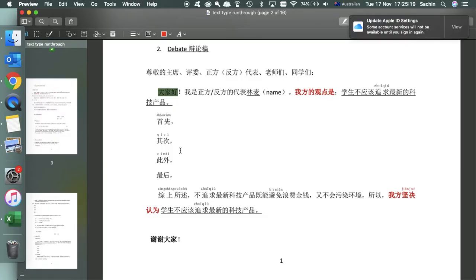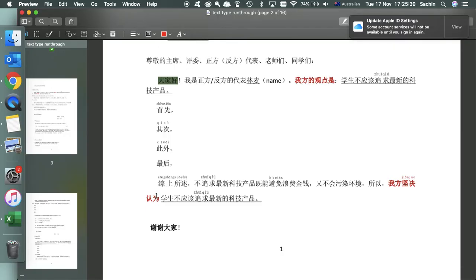And then when you're formatting your debate, you should use formal vocabulary. And when you're addressing each paragraph, you start your first one with 首先, firstly, second, 其次, 此外, and then 最后, finally. And then when you're concluding your whole debate, you will just say 我方坚决认为, and then repeat your thesis and statement, and just finish it off with 谢谢大家.